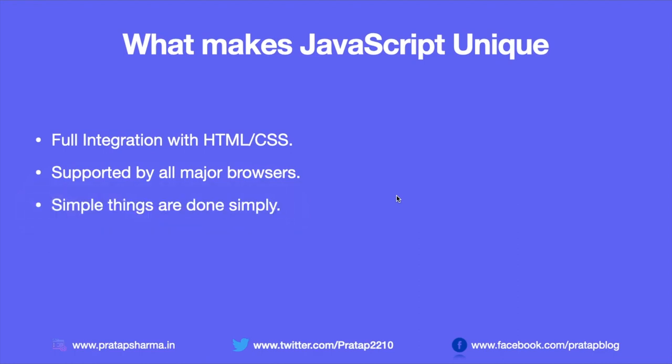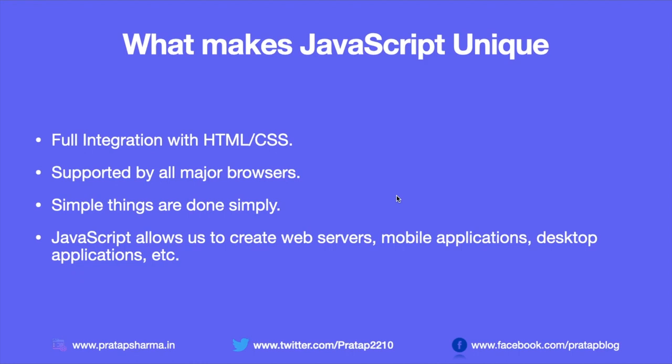JavaScript is very simple, and we can do simple things very simply. For example, we have a web page where we want to click on a button, and once we click on that button, we want to do some action. It's very easy: just click the button, observe the event, and write the other code. JavaScript also allows us to create web servers, mobile applications, desktop applications, etc.